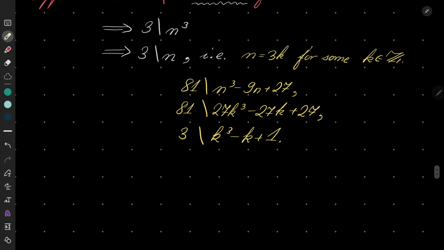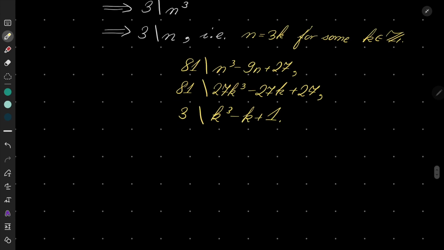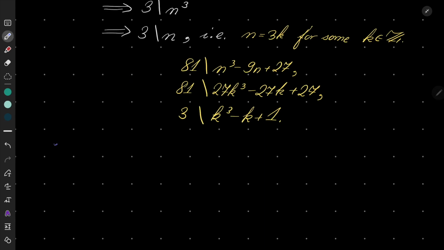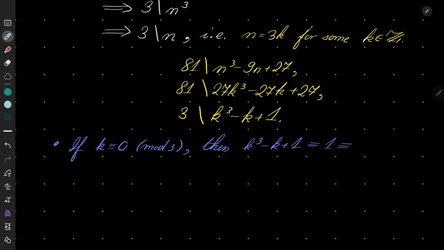Well, it cannot be. Why? Well, we have 3 cases. Let's take them separately. If k is congruent to 0 modulo 3, then k cubed minus k plus 1 is congruent to 1 and isn't congruent to 0 modulo 3. So we don't have a divisibility.